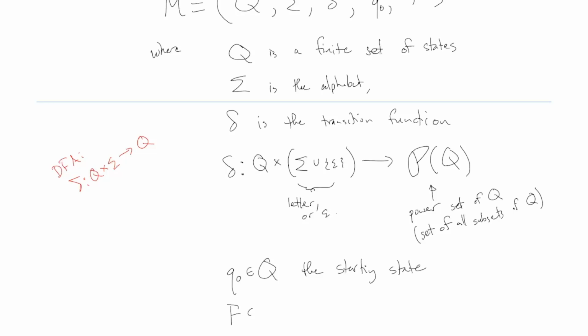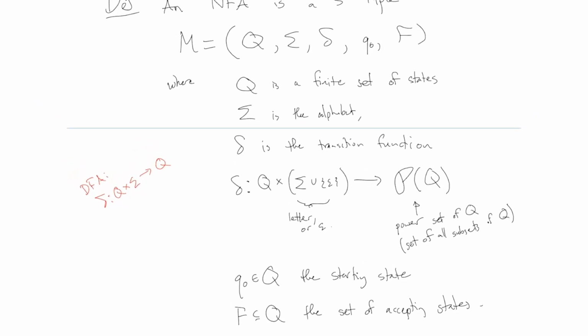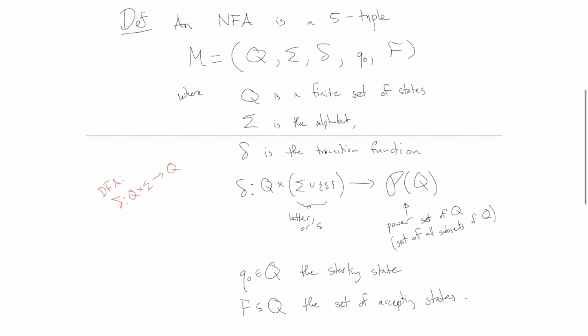And F is a subset of Q, and it is the set of accepting states. All right, and here ends the formal description of what an NFA is. Totally the same as a DFA, except the structure of the transition function is more complicated looking. All right.